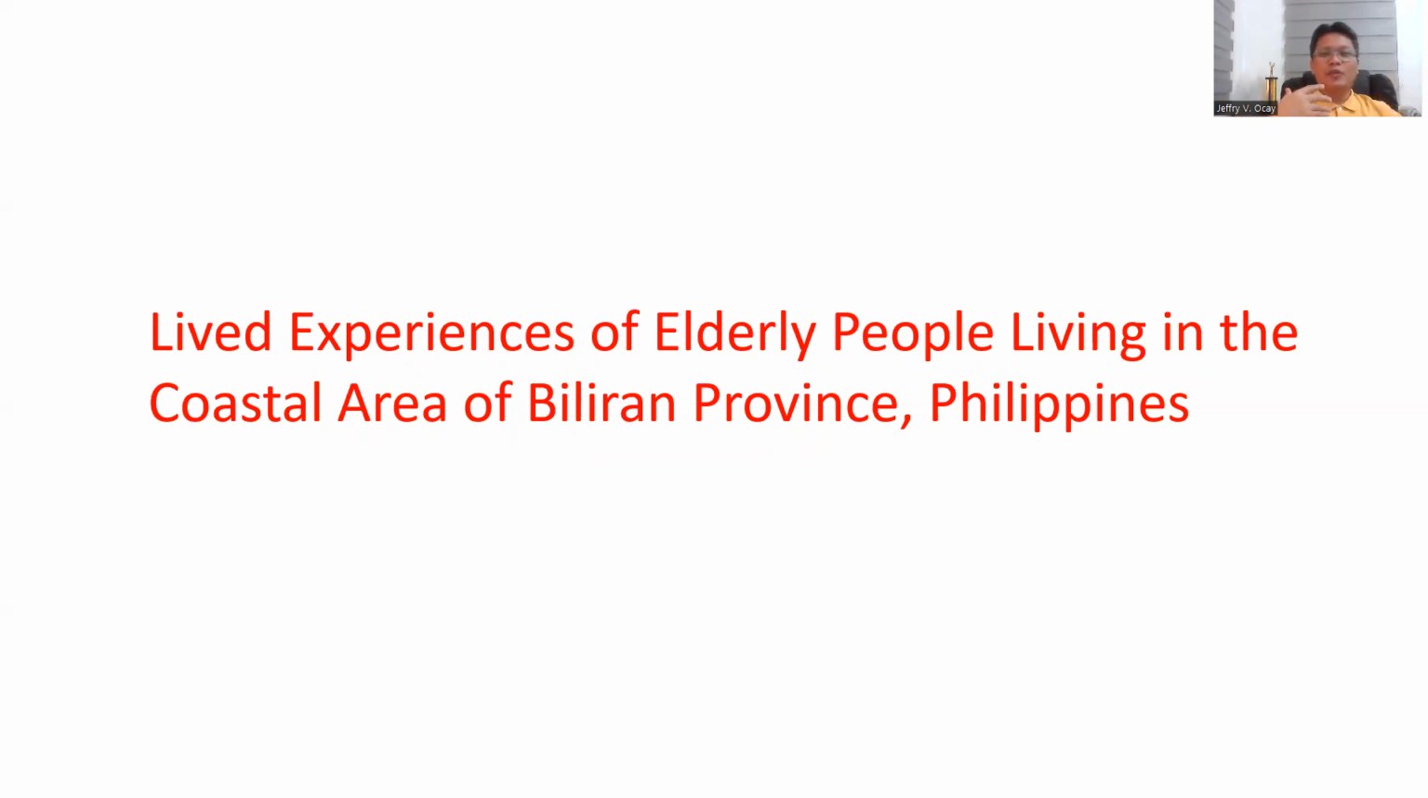If the question is about the gender of the respondents, that will be developed later on in the scope and delimitation of the study, where we explain the inclusion and exclusion criteria. But at this point, just mentioning the elderly people is enough. Aside from the subjects, the elderly people, we are also able to describe the research locale and the scope. In this case, the research locale is the coastal area of Biliran Province, which is located in the Philippines. So we have complete information here.